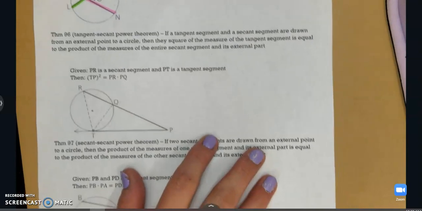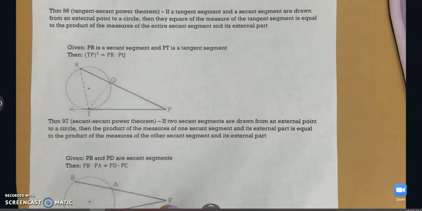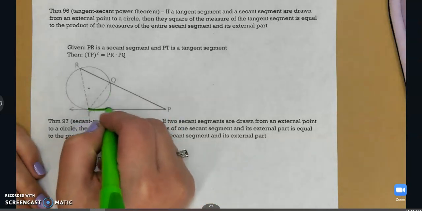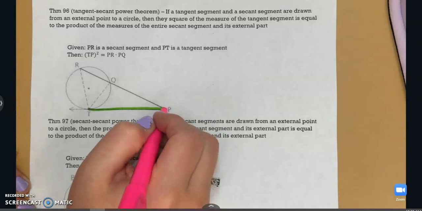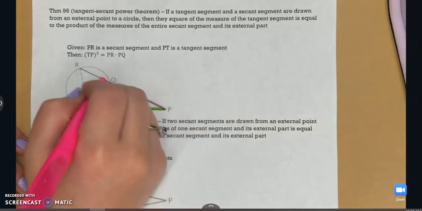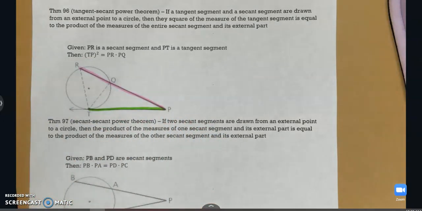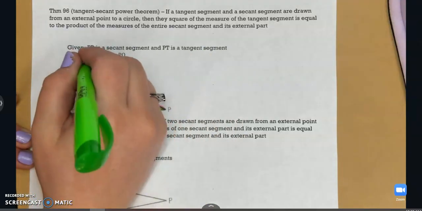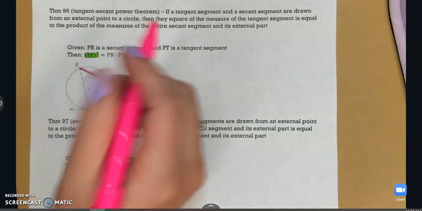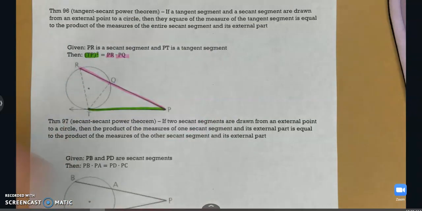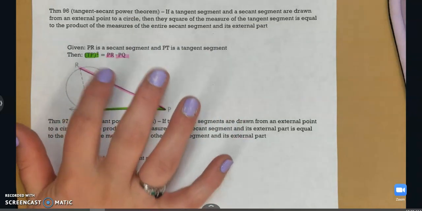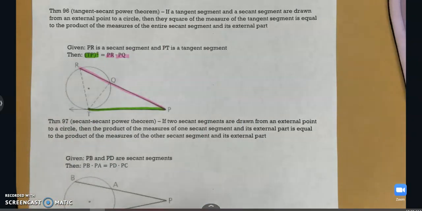Our second one is the tangent-secant power theorem, and this means I have a tangent segment. I'm going to color code that one green, meaning it touches the circle once, and I have a secant segment that touches the circle twice. And that relationship is the tangent segment squared is equal to the product of the two pinks, the way that it is split. So green squared equals pink times pink for tangent-secant.